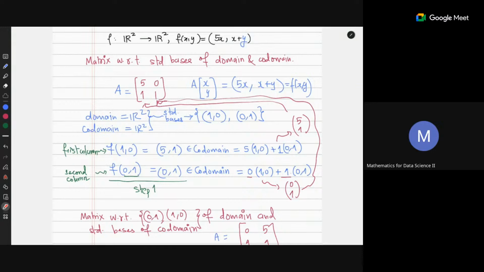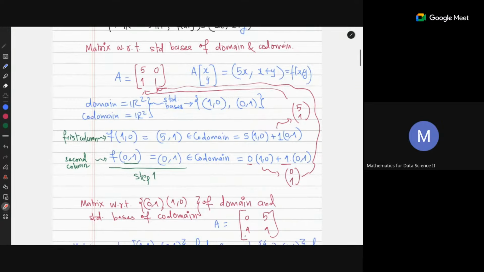Again, when you work with Rn, you will have n many basis vectors. Now you need to look at the image of each basis vector in terms of the basis vectors of the codomain. Then you will get the first column, the second column, the third column, and the nth column, because there are n basis vectors. Each column will have m many entries. Why m many entries? Because the codomain has m basis vectors.